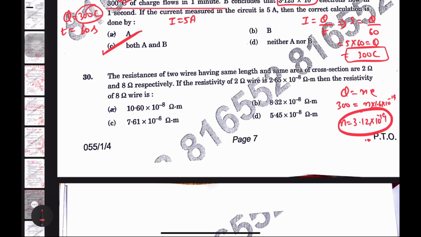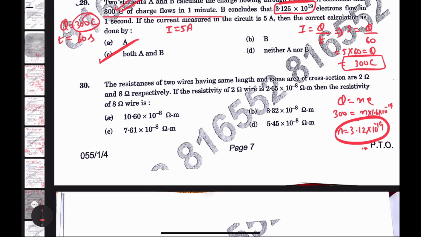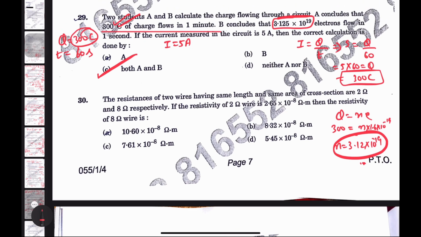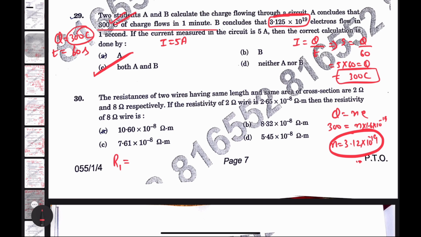The resistances of two wires having same length and same area of cross section are 2 ohm and 8 ohm respectively. If the resistivity of the 2 ohm wire is this, then the resistivity of the 8 ohm wire is, we are having two wires, two resistances, and they are having same length and same area of cross section. So we are having R1 is equal to 2 ohm and R2 is equal to 8 ohm. So rho 1 is equal to 2.65 into 10 raised to power minus 8 ohm meter. We have to calculate rho 2. So length of first is equal to length of second is equal to L, and they are having same area of cross section. Area of first is equal to area of second is equal to A.